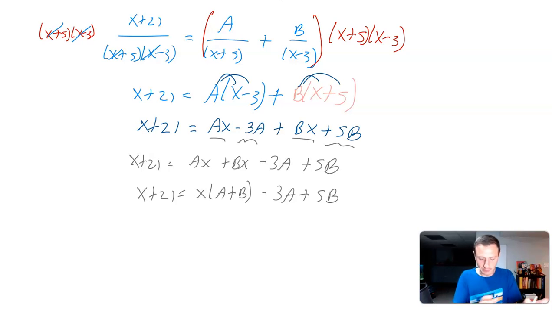So now we start matching. On the left side, we have this 1x. And on the right side, we have (a plus b)x. And on this side, we have 21. And this side, we just have these constants of negative 3a plus 5b.